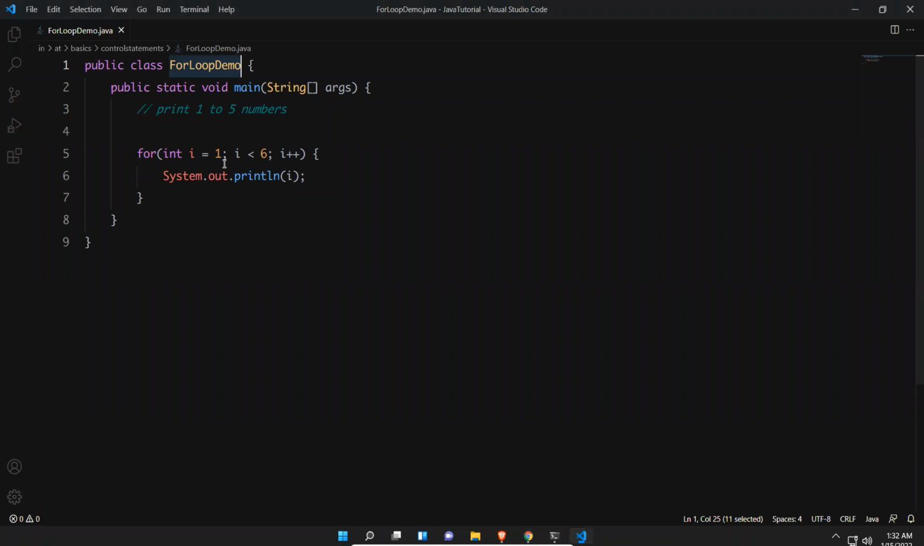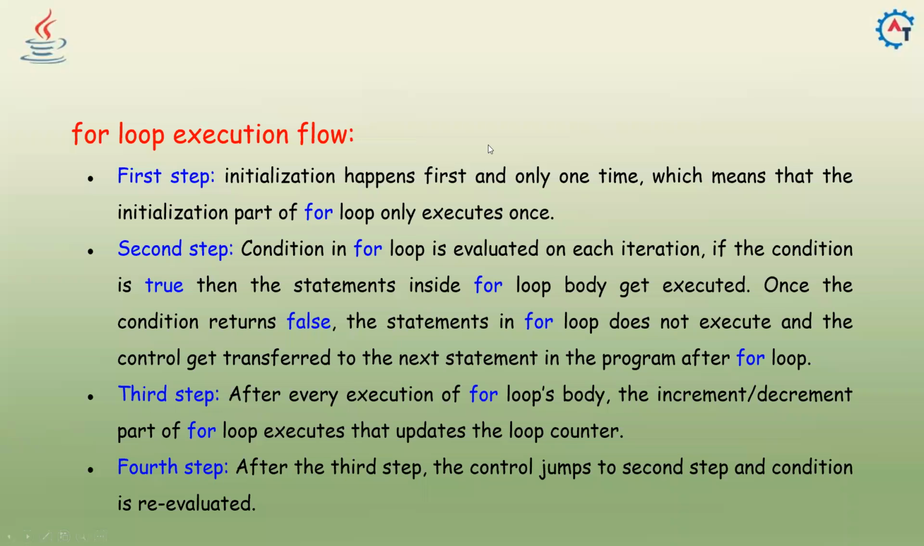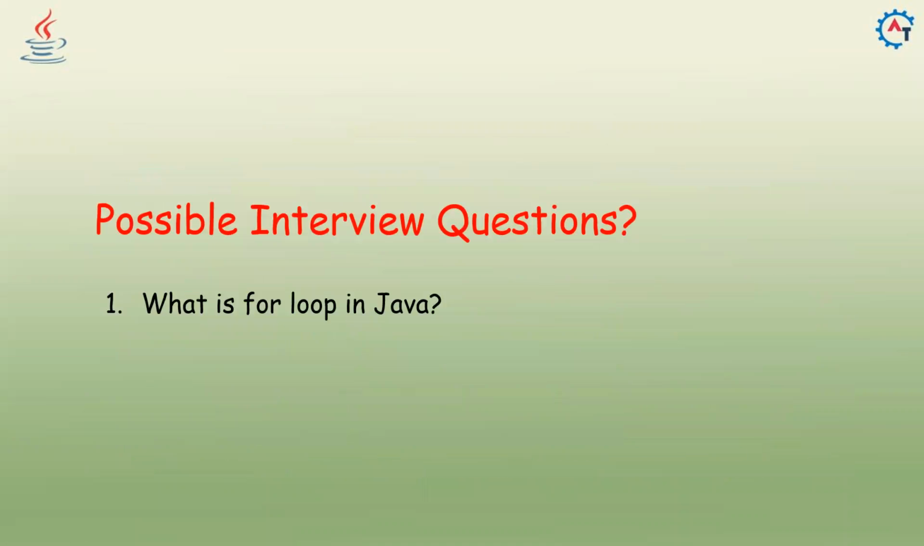This is how it will execute. Very simple. If you do not understand, it will become very difficult, but if you try to understand, it is very simple. This is all about the simple for loop. So what could be the possible interview questions? What is a for loop in Java? Can you explain with an example? Okay. So that's all in this video.